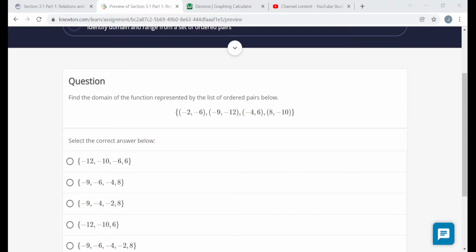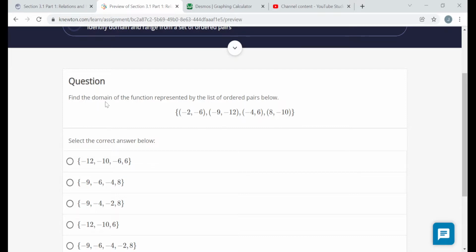So here, find the domain of this. Now they're telling you it's a function. You see -2, that input goes to -6, and I don't see any other inputs of -2. I see -9, -4, and +8. And basically, it's a function because none of the inputs are going to more than one output. Right? Negative 2 goes to negative 6. That's it. Negative 9 goes to negative 12. Negative 4 is input, goes to an output of 6, and that's it. 8 for input goes to negative 10 for output.